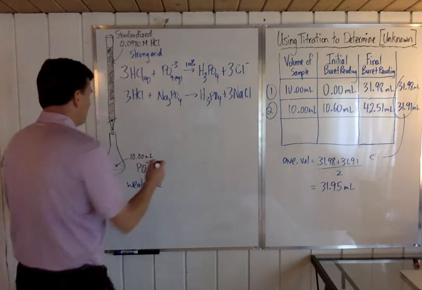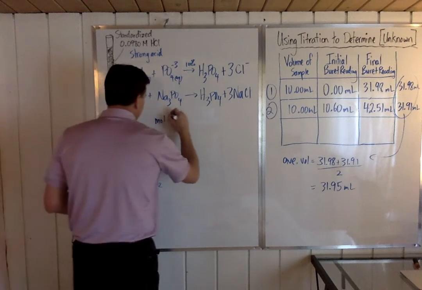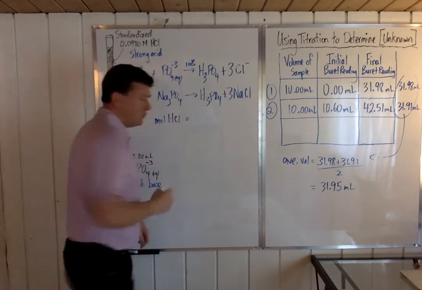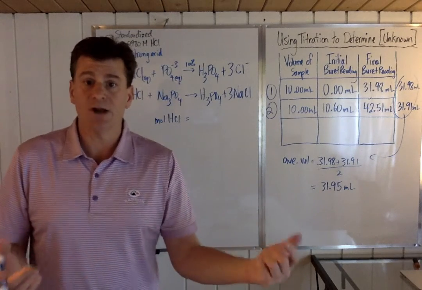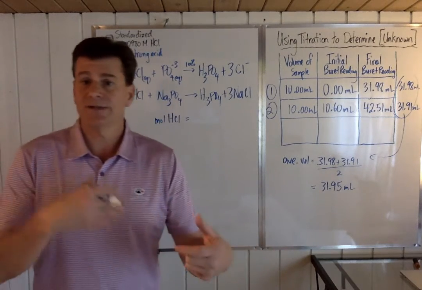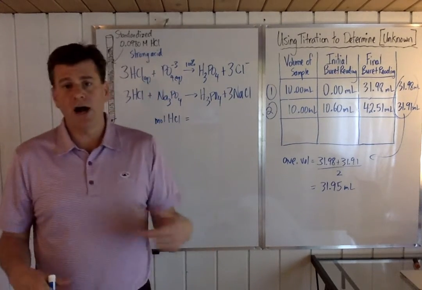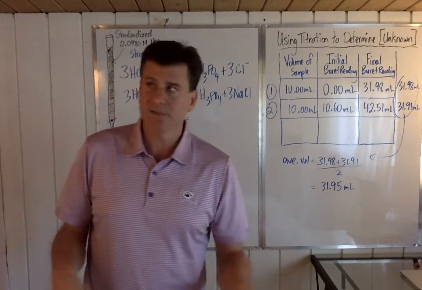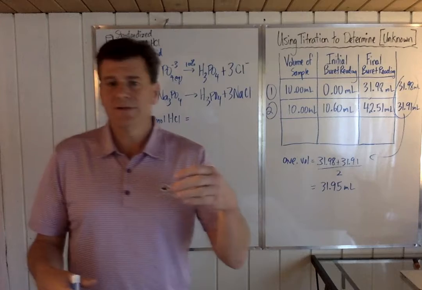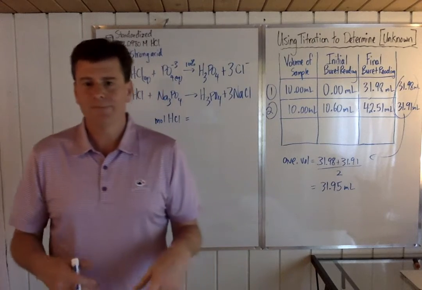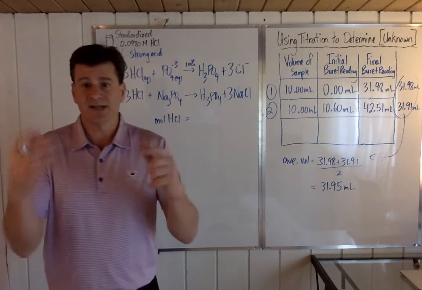Okay, so the moles of the HCl equal... Now, you can't just write down moles of PO4 because they're not the same value. It's not a one-to-one ratio. There is a mole ratio that you have to apply. And so in my class, I come up with a little saying to figure out the moles of what you want. I call it the moles of what you want equals such and such.